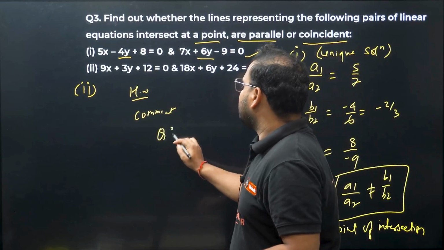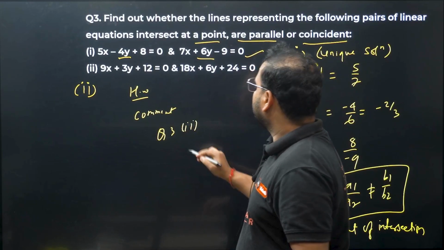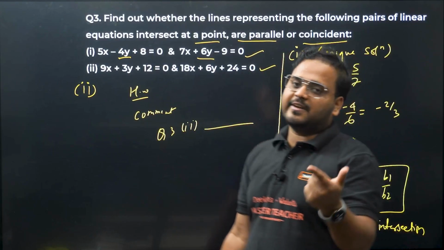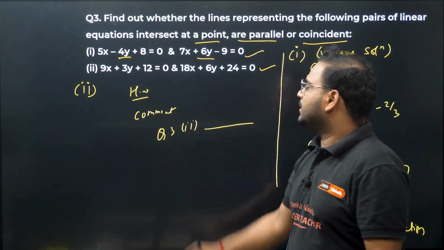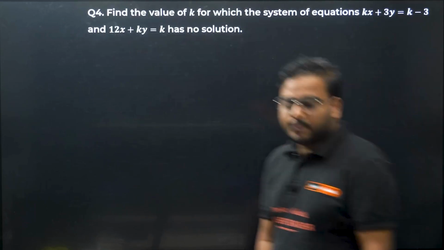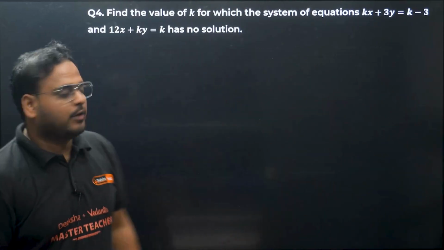Question number 3, subpart 2. Right here, what is it? Unique, no solution, or infinite. Write that word. That should be your comment. Okay. Question number 3 is also over, guys. Question number 4 now.